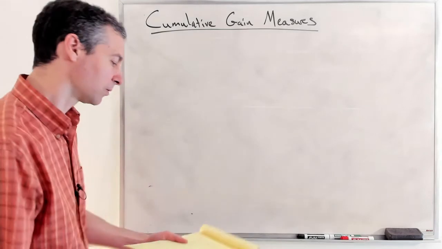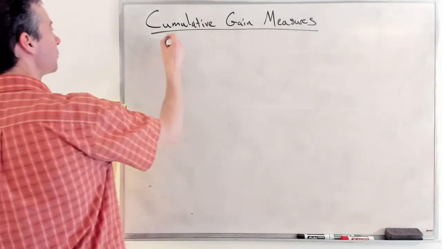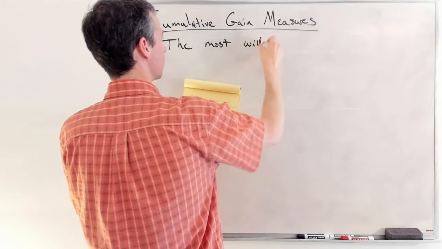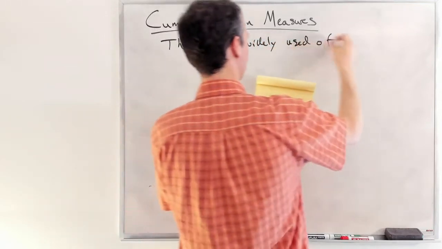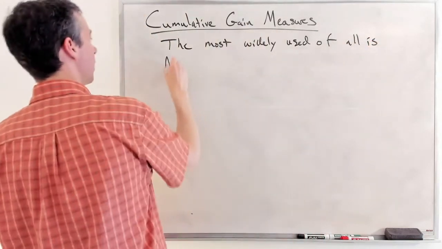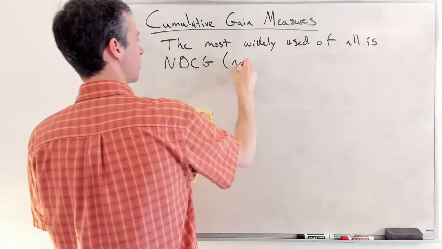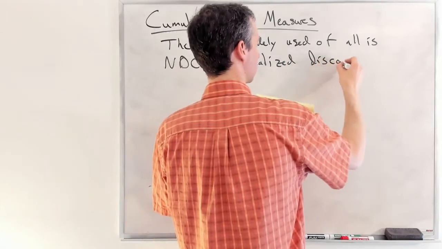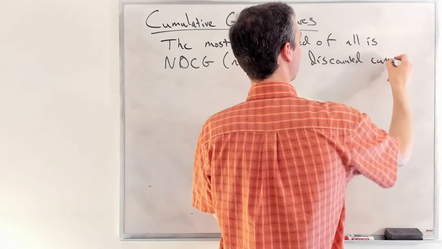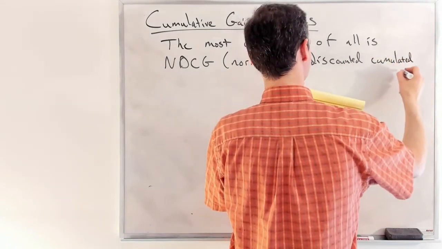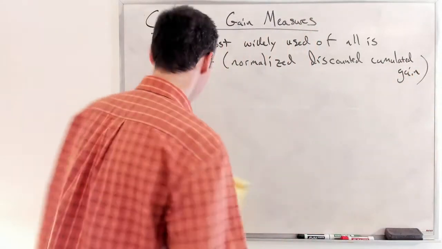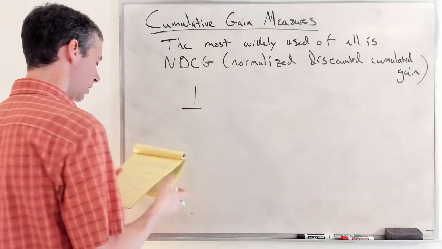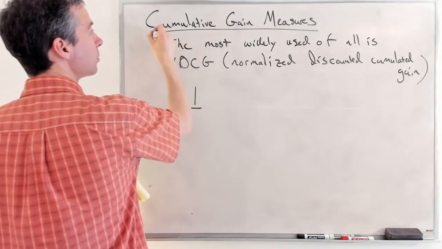Okay. The most widely used of all, and it's very widely used, it's a good measure, is known as NDCG, which stands for Normalized Discounted Cumulated, but probably a lot of people actually say cumulative gain. All right, so what is this measure? Well, it's basically a cumulative gain measure.